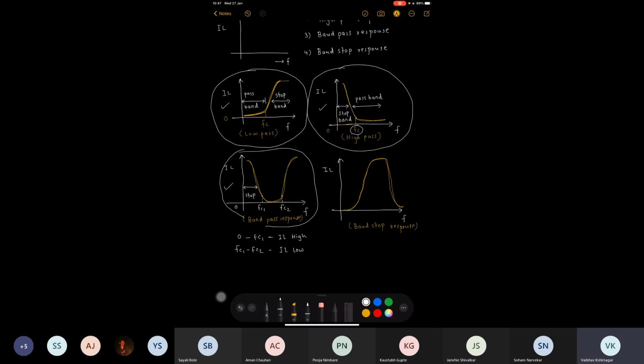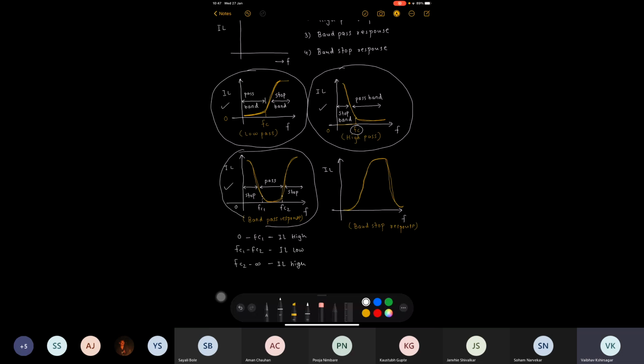And again, from FC2 to infinity, meaning all further frequencies, the insertion loss tends to become high again. So this middle band is a pass band, and after FC2, when the frequency becomes higher than FC2, again this will be a stop band.